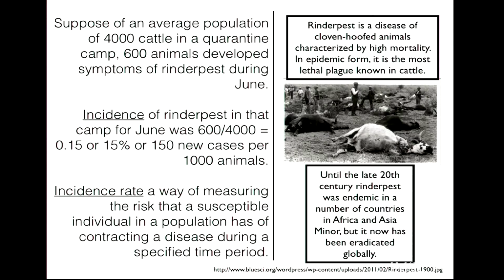Here's an aside about the disease itself, which you may not have heard of. It's a disease of cloven-hoofed animals, for example, cattle. It's characterized by high mortality. So there are pictures of rinderpest in large numbers of cattle just dead on the ground. It's the most lethal plague known in cattle in its most virulent form. So this is a disease that doesn't exist anymore. It's been eradicated. Until the late 20th century, rinderpest was endemic in a number of countries, but has now been eradicated globally. So this is now an example of a disease that is no longer with us. A disease that affects animals, but still has been eradicated completely.